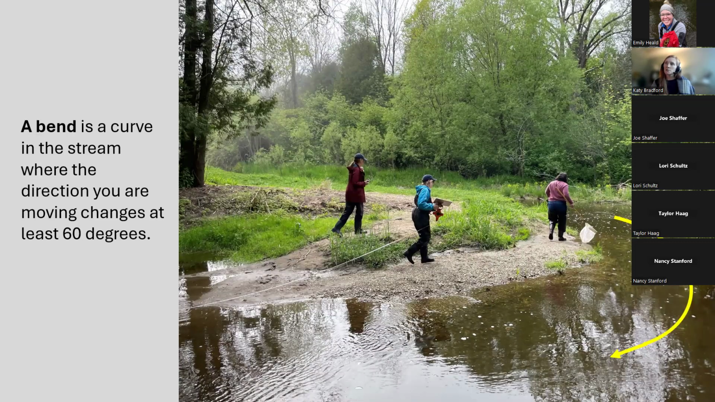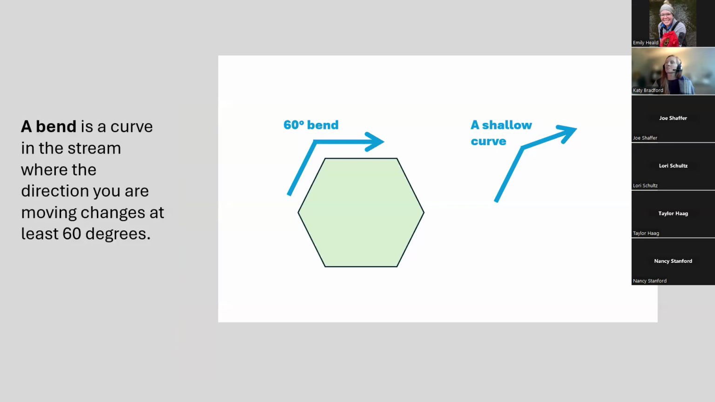A bend in the stream is a curve where the direction that you're moving changes by at least 60 degrees, and I'll show what that is in a moment. And this is important for us assessing one of our habitat features. So bends are a distinct habitat feature in a stream, like shown here. And just to help you visualize, a 60-degree bend is like the curve of a hexagon. So you can see that on the left.